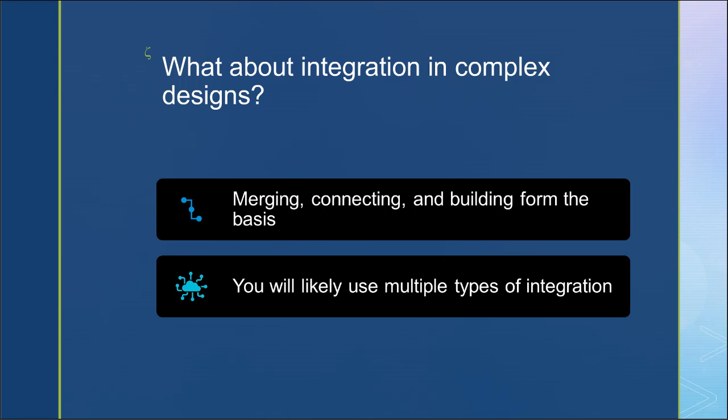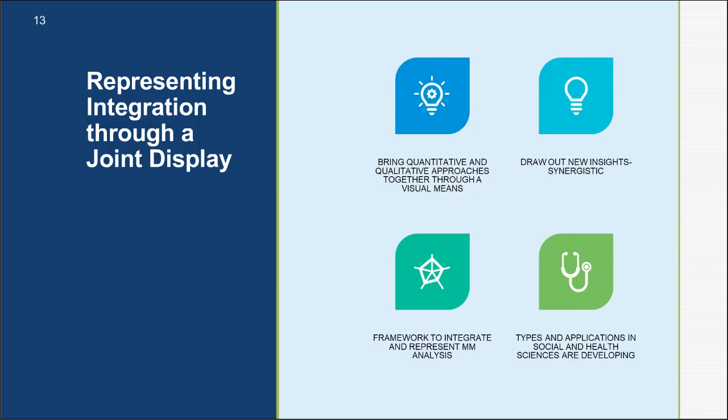I'll show pointed examples from those three common designs, but keep in mind it's okay. You can have more than one joint display in a mixed method study and more than one way to integrate in a mixed method study. So joint displays then give us a way to represent integration.